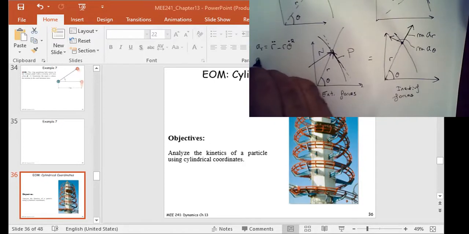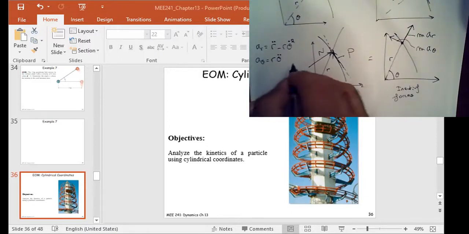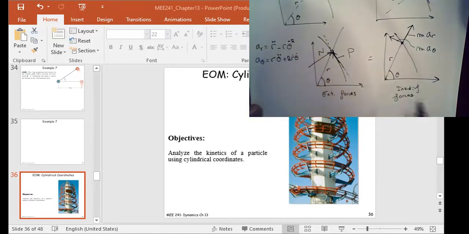And then a theta is equal to r theta double dot, plus the Coriolis term, r prime theta prime. Okay, so now we're good. Now we'll assume that we know the trajectory of this particle, and then we have a r and a theta. What remains is, if you know a r and a theta, how can we solve for N and P?